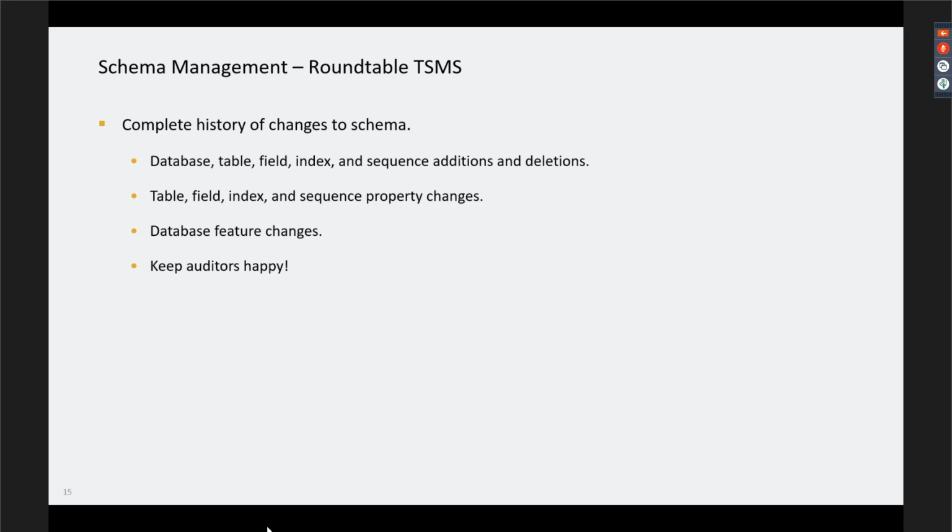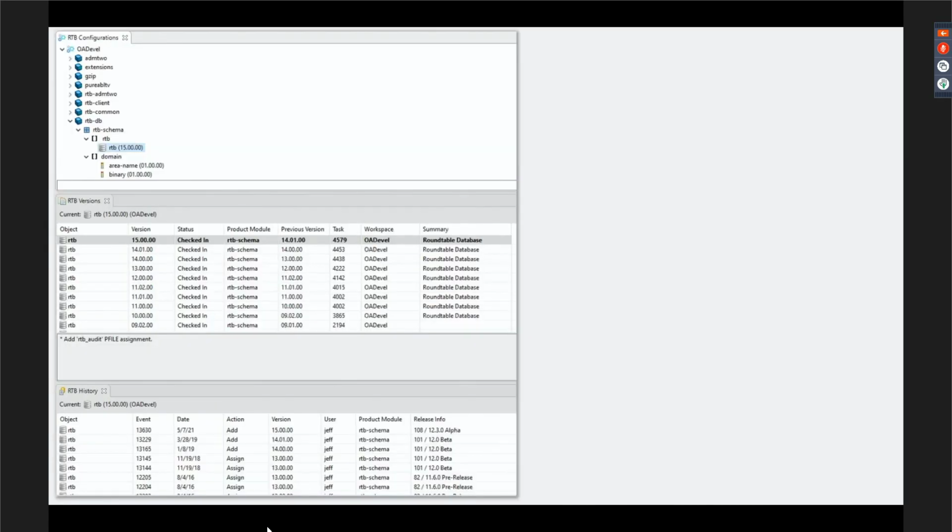The first bullet was a complete history of changes to your schema. The way we've implemented this, we've given you the ability to see all your changes to a database, table, field, indices. You can see sequence additions and deletions, deletions of fields and tables, property changes, feature changes. This is the kind of information that is going to keep auditors happy as well, because you can prove everything that you've done and you can prove how you got there. That's important information. So let's do a scenario.